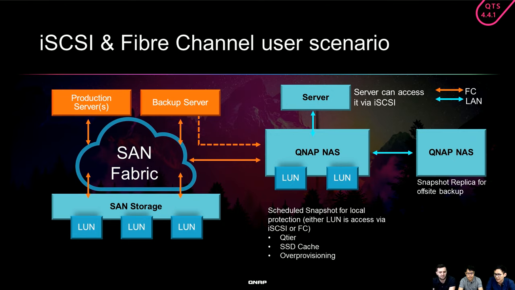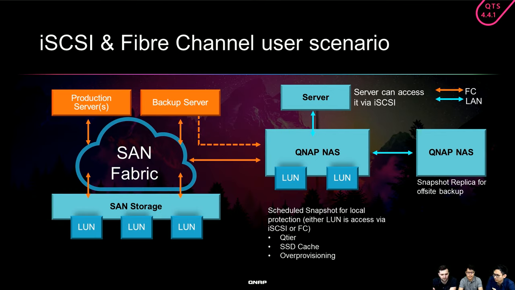Here's the Fibre Channel user scenario. Normally, the production server can access the SAN storage by Fibre Channel, and the backup server can access by Fibre Channel as well. QNAP NAS will be here. The NAS can access the LUN by Fibre Channel and back up the data they need to the QNAP NAS, and then our NAS can share the data to other servers by the LAN.